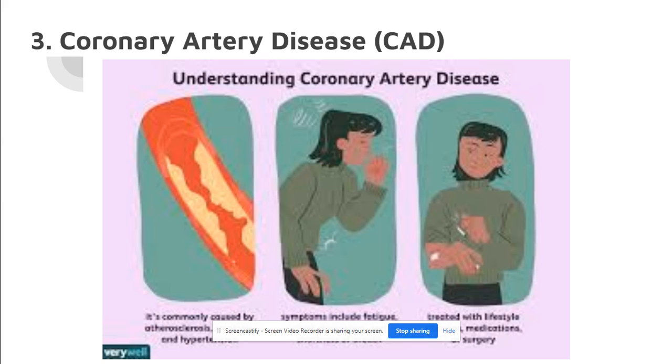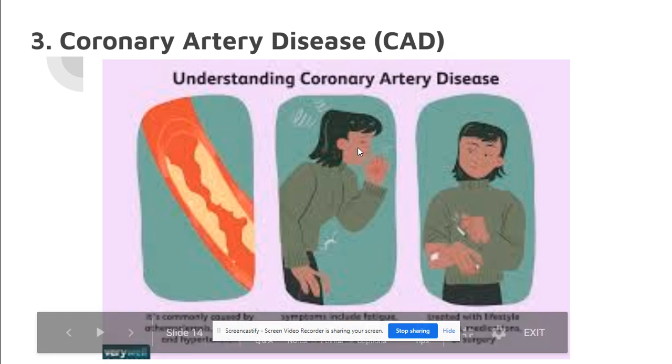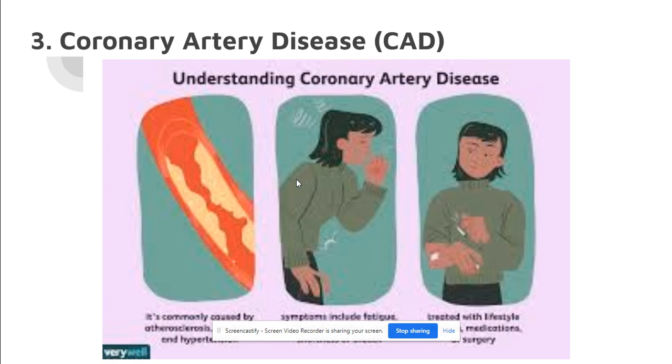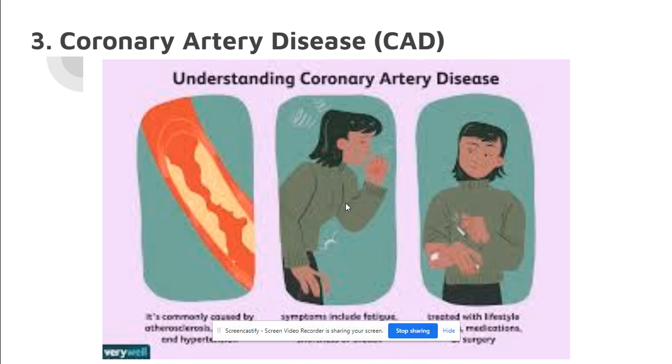Coronary artery disease is our third area of interest here, and I wanted to talk to you guys about how coronary artery disease is so closely related to some of these heart arrhythmias. Understanding coronary artery disease is understanding that the lumen, or opening, in the coronary arteries is impeded by buildup of cholesterol or plaques.